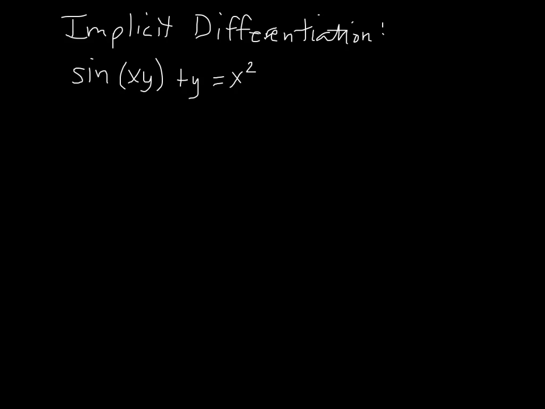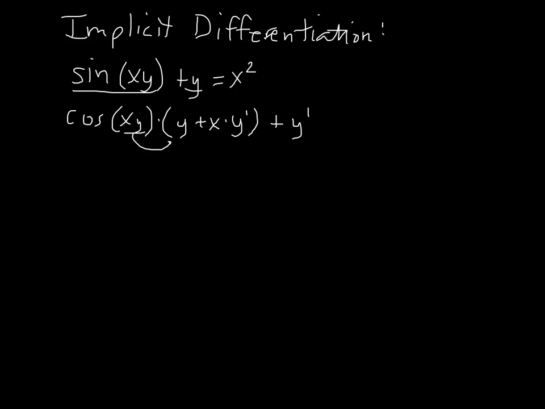So going through the steps here, differentiating sine of xy would become cosine of xy times the product rule of x times y, because it's a chain rule. And so the derivative of x is 1, so we have 1 times y plus the first x times the derivative of y, which is 1 y prime, plus the derivative of y, which is y prime, equals 2x. You're done differentiating. You're done with anything else you have to do.